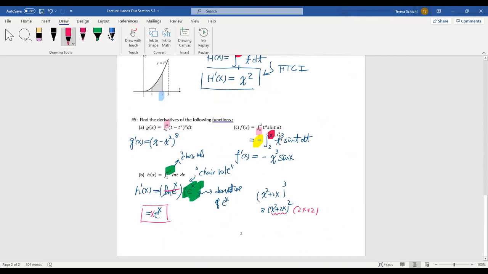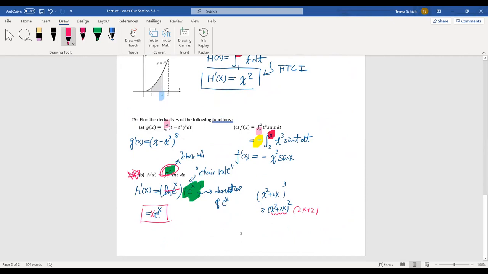So this part is super important. If this is not a single x anymore, you just need to apply the chain rule concept, and then you need to take the derivative of whatever you have here. All right, okay, that's it.